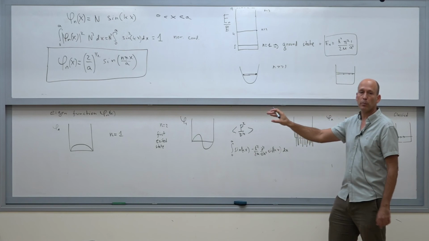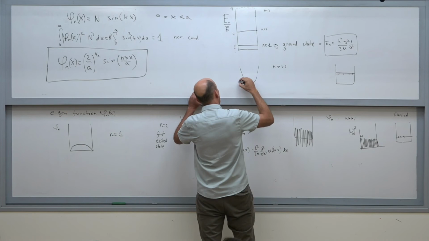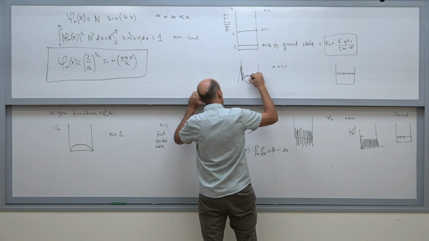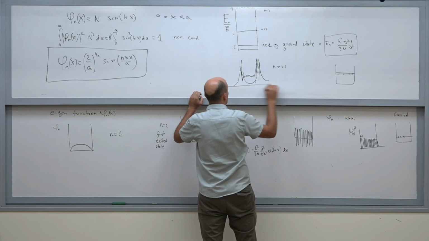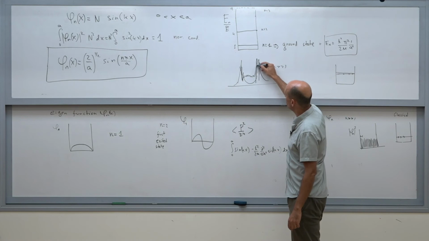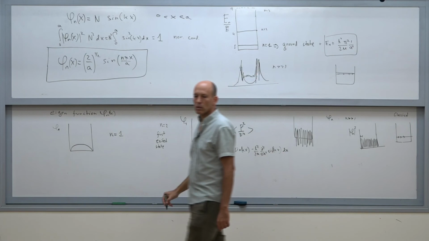So the wave functions at very large n here will have a lot of oscillations, and they will look something like this. And then they'll decay. Because again, the classical particle stays a long time here, so you sample it more and you have a lot of oscillations. So this will be the phi n of the harmonic oscillator.